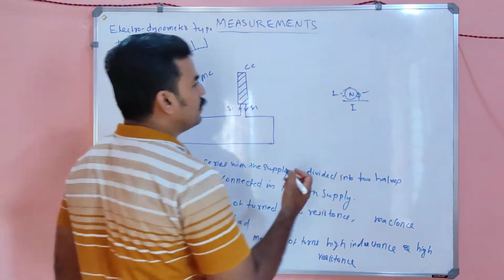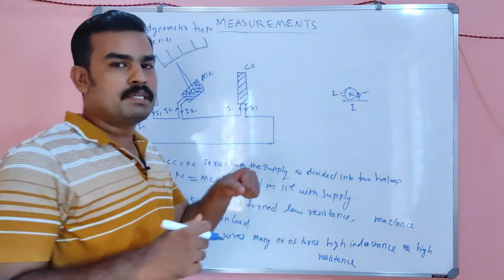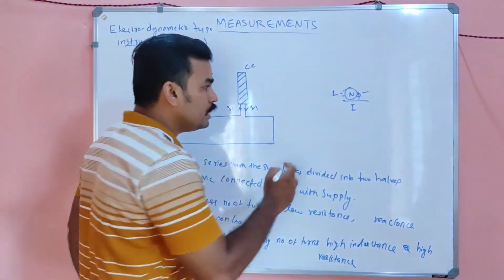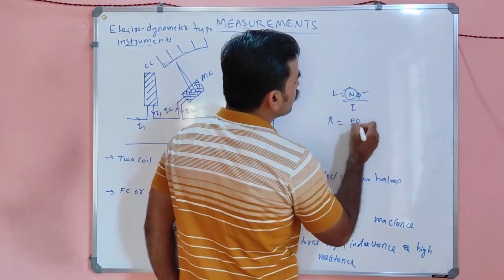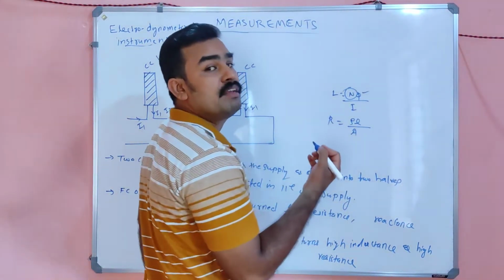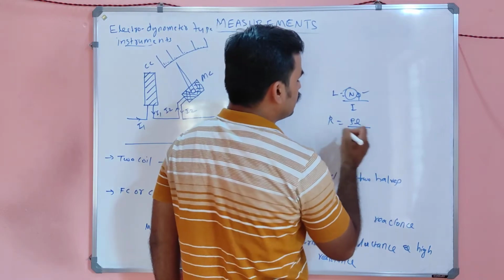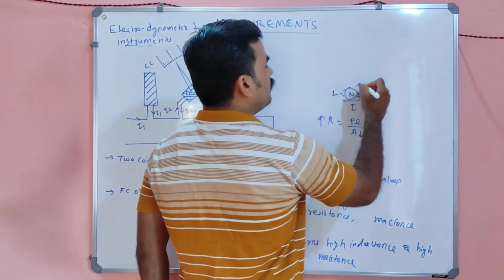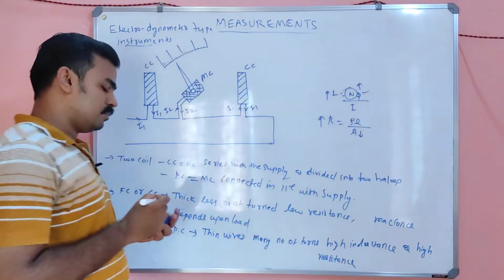Why is the resistance high? Since we are using very fine wire with many turns, its area of cross section decreases. R equals rho L by A, so R increases. And here N increases, so L increases. That's all, simple.